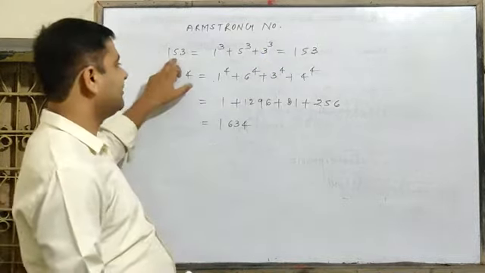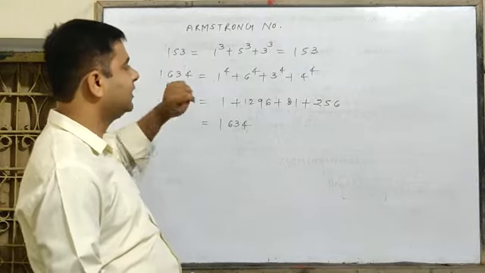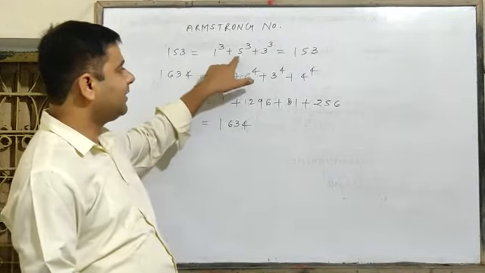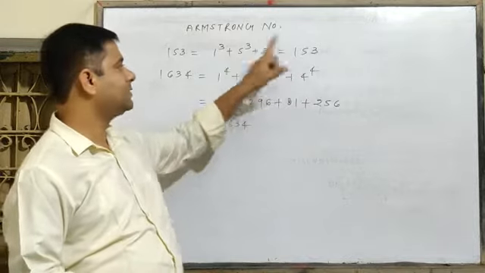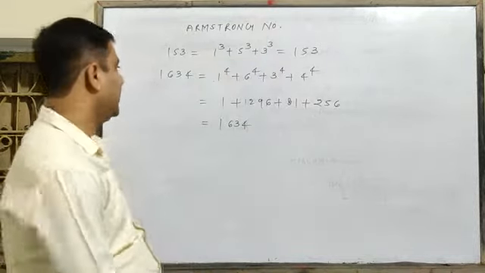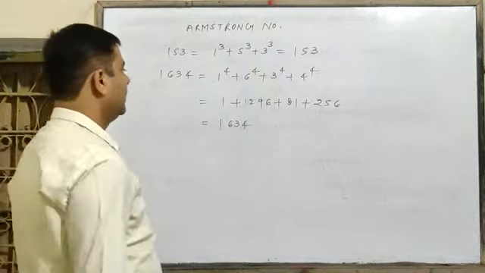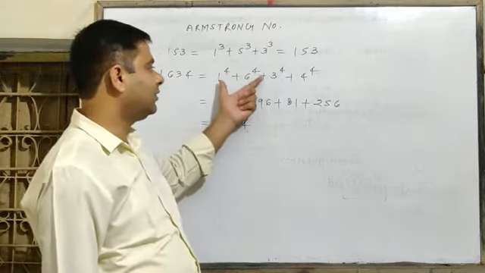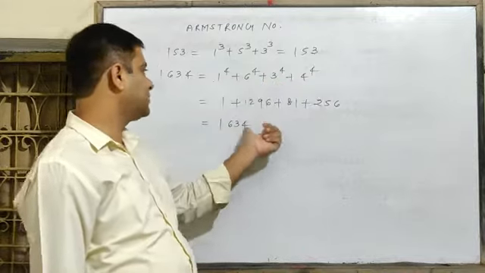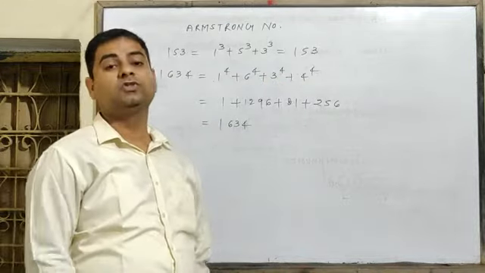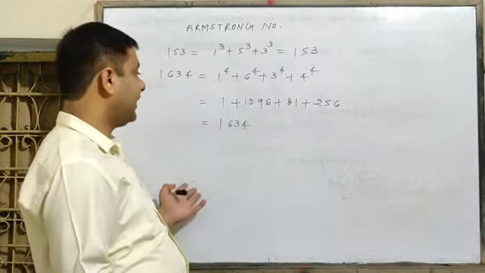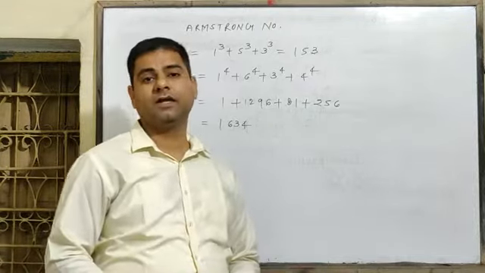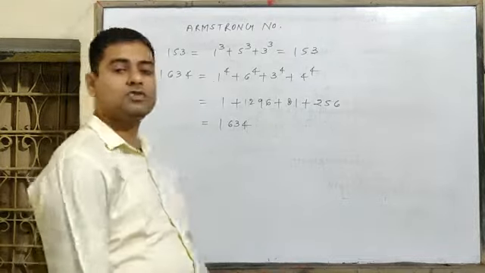Suppose how many digits are there in 153? 3 digits are there. So each digit raised to the power 3 and their sum must be equal to the number itself. Similarly, another example 1634 is there. So how many digits are there? 4. So each digit raised to the power 4 and their sum must be equal to the number itself. So those numbers who satisfy the following conditions are known as Armstrong numbers.